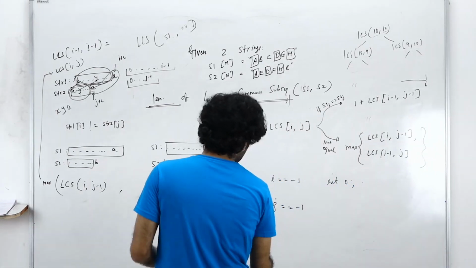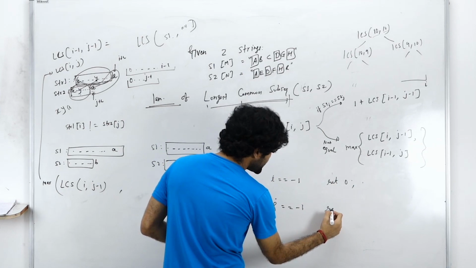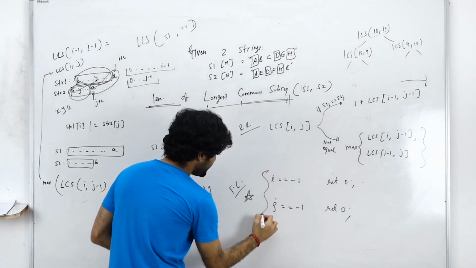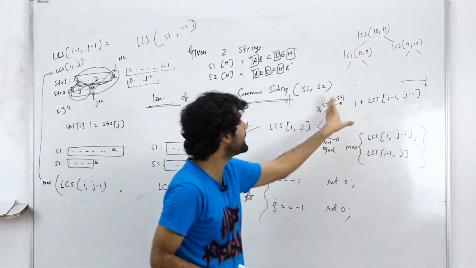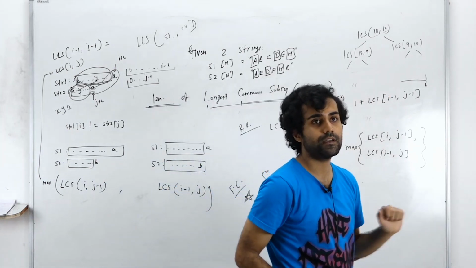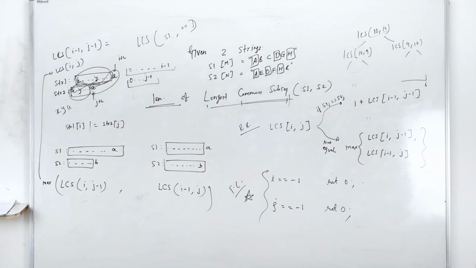So if my i is -1 or j is -1, I should simply return 0, which are my termination conditions. And if that is not the case, then I will simply recur using this logic. Is that clear to all? How many of you understood both the recurrence relations as well as the termination conditions? Just type in yes.